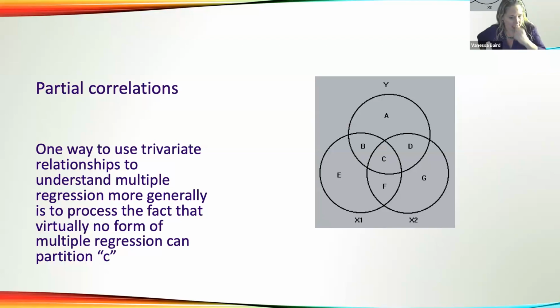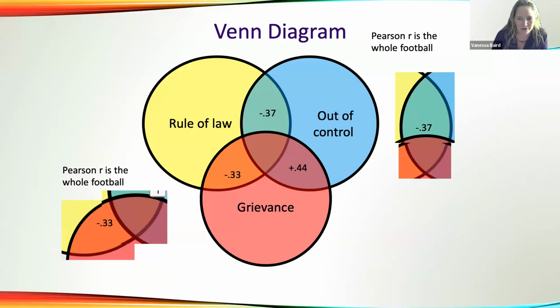All right, so here's the thing I want to do, because I want to explain what's going on under the hood in multiple regression, because I feel like that gets a little bit swept under the rug. Here I've got a Venn diagram on support for the rule of law, feeling out of control, that other variable I just described, and perceived grievance. We already know these are strongly correlated. Grievance has a strong independent effect on rule of law, and out of control has a strong independent effect despite their strong correlation, okay? And then you've got this negative 33.